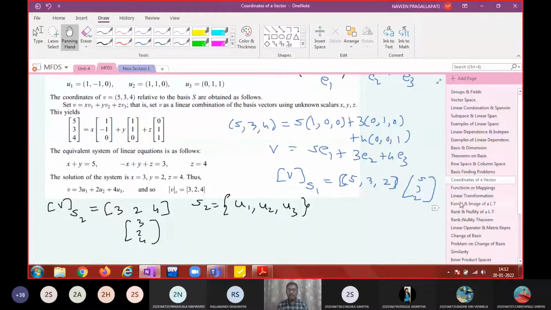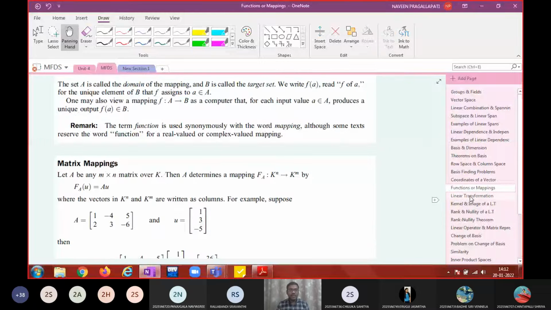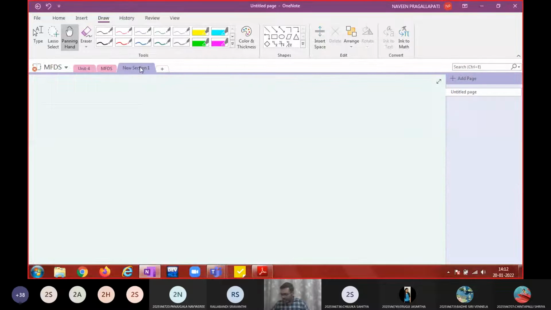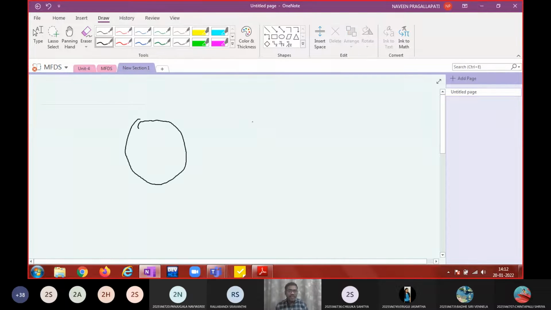Right, so next is about linear transformations. So what is a linear transformation? First I'll make one note. A transformation is nothing but a function. What do you mean by a function? You all know about a function. A function is a relation where each element of a set has a unique association with an element of the other set.